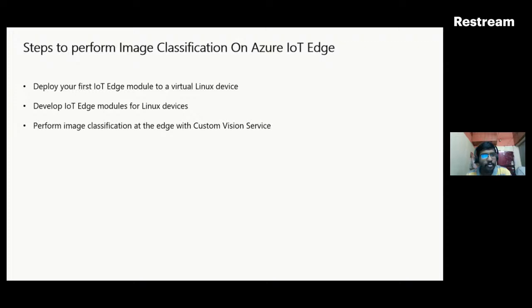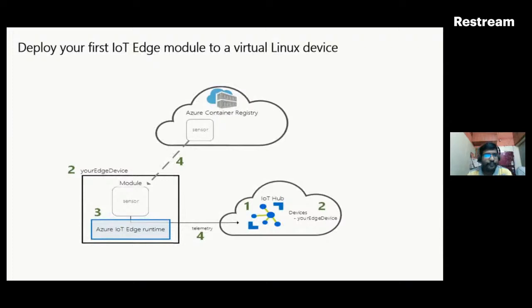First, we need to deploy the IoT Edge module to a virtual Linux device. Next, we need to create IoT Edge modules for the Linux devices, and at last we are going to perform image classification at the edge with the use of the Custom Vision service. All three steps will be covered in this session, so kindly follow along as quickly as possible.